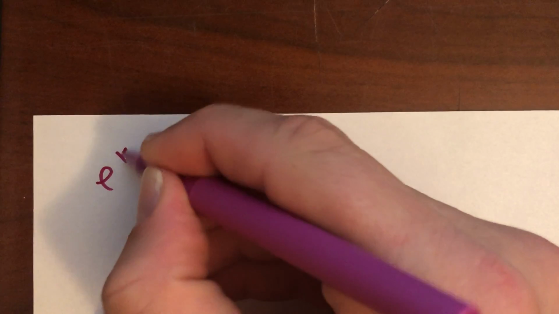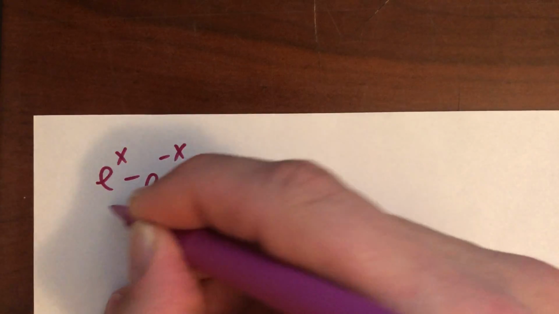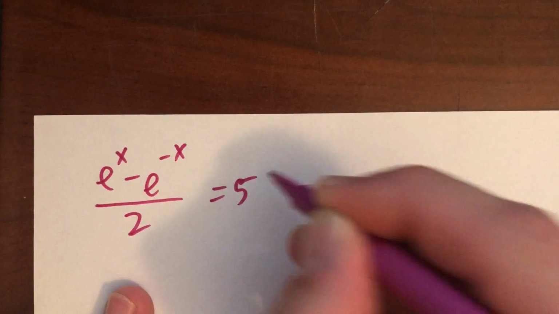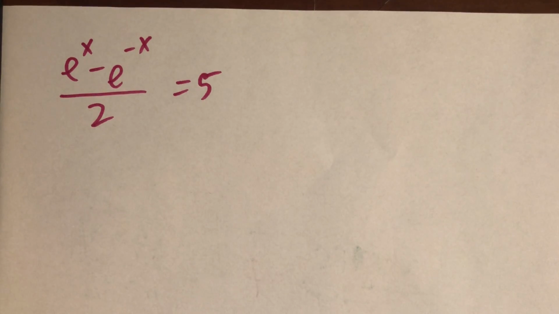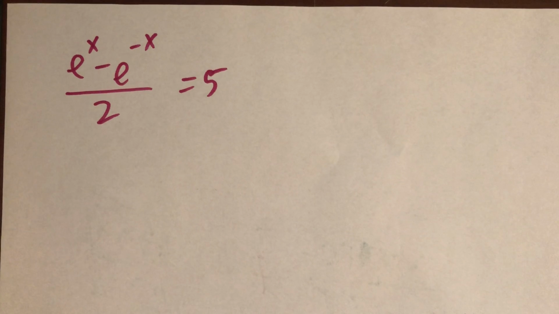So we want to solve (e^x - e^(-x))/2 = 5. Our first instinct here is probably to panic, right? Because there's a whole bunch of stuff going on here. There's a lot of letters and numbers flying around. But I would urge you to not panic. We want to just do the same thing we always do.